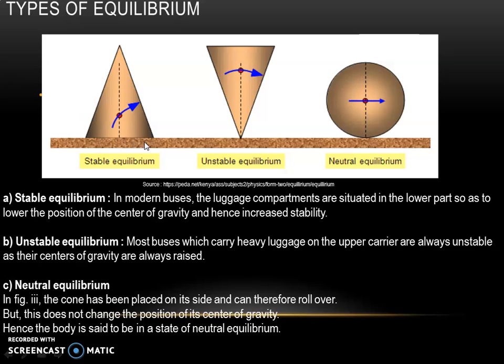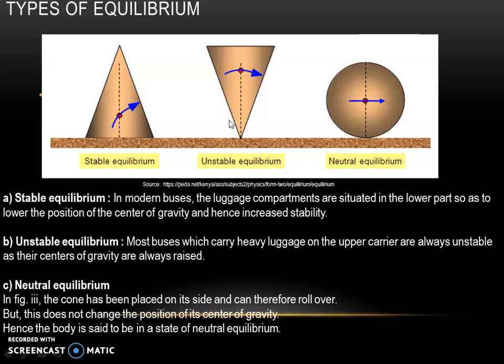Here again we can see the three types of equilibrium. First one is stable equilibrium, second is unstable equilibrium, and third is neutral equilibrium. For stable equilibrium, the position of the center of gravity will be lower. For unstable, it will be higher. Hence, in modern buses, the luggage compartments are situated in the lower part, so that the lower the position of the center of gravity, the more will be the stability.